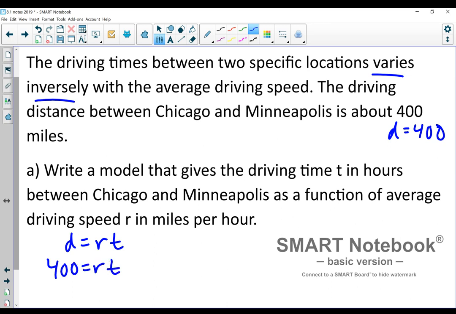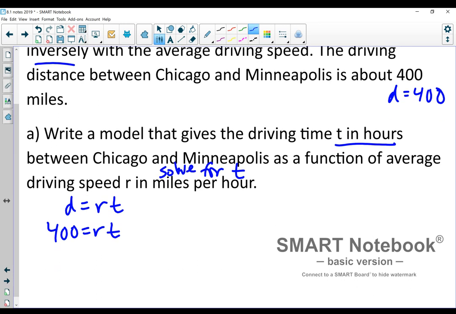And then they're telling me to write a model that gives the driving time in T hours as a function of average speed R. So that means we're solving for T. So I want T in terms of R, which is really unusual because normally when we're working any kind of problem solving, we treat the T as more of our X. So it's kind of interesting to solve and have it be T equals. So I have T equals 400 divided by R.